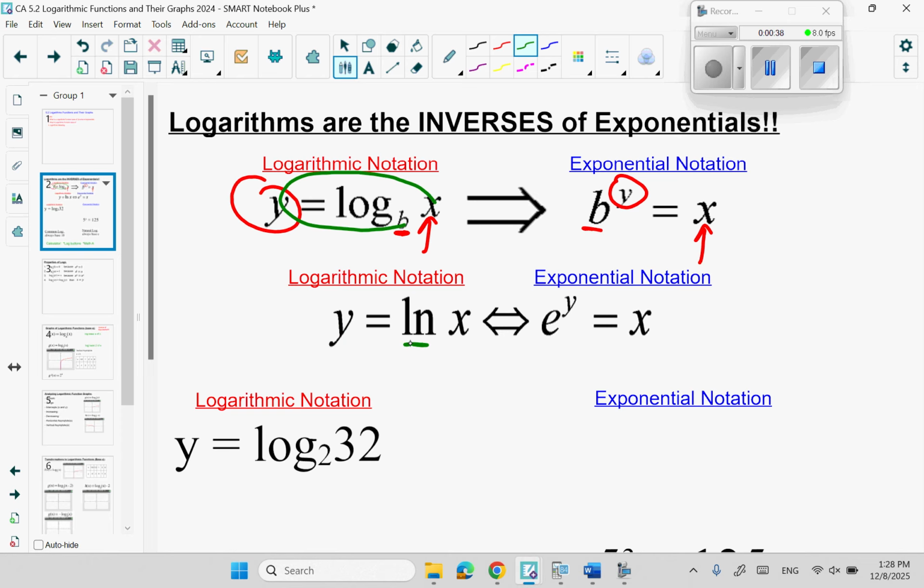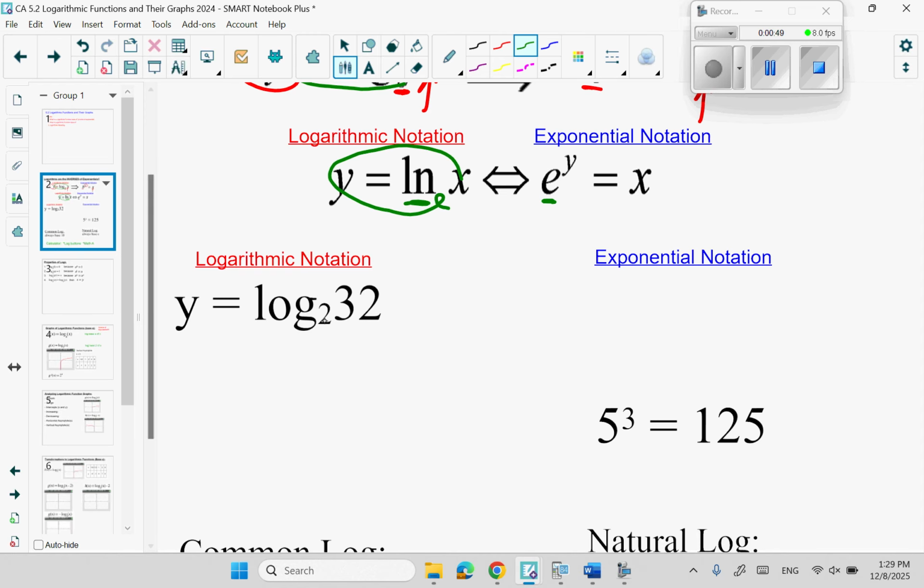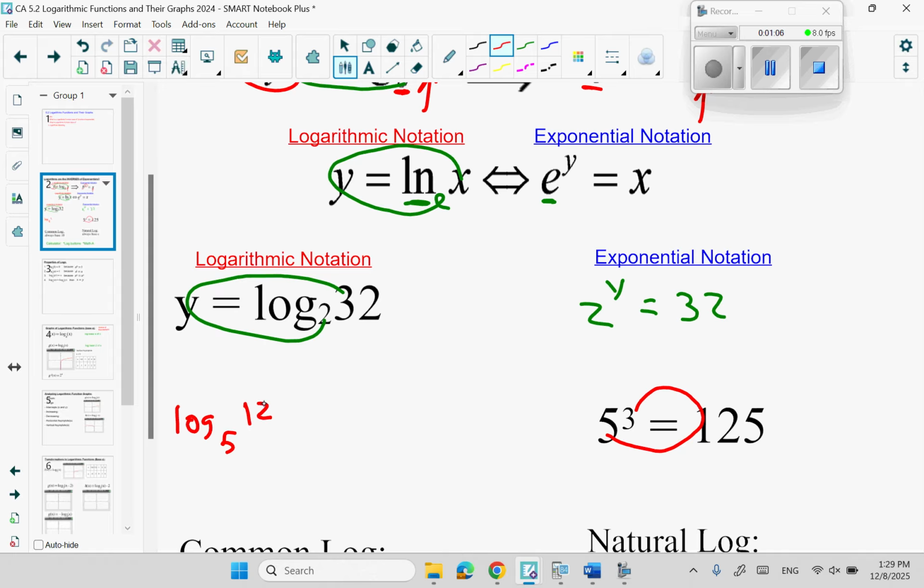Now remember that natural log and e is just the same process, where e is implied to be the base number, so I can still spiral it there. So if I'm going to do that, I can spiral this. I can rewrite y equals log base 2 of 32 as 2 to the power of y equals 32. Same idea, I can spiral this. So log base 5 of 125 equals 3.